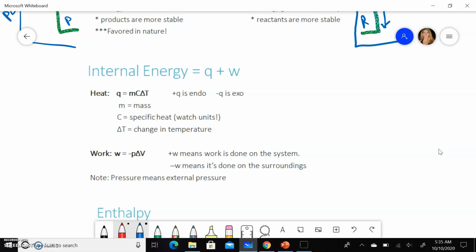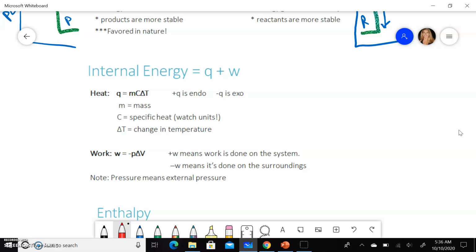So if we take both of those factors into account, we can calculate the total internal energy. In terms of heat, we're going to use the MCAT equation from first year chemistry. For this equation, you're going to have three different variables. M is the mass, C is the specific heat, but sometimes they will give you the molar heat capacity. So be real careful with these units.